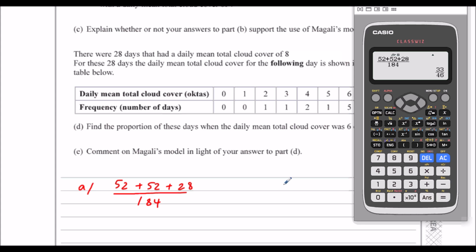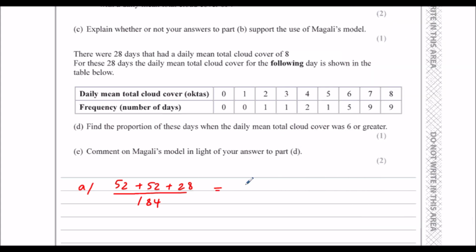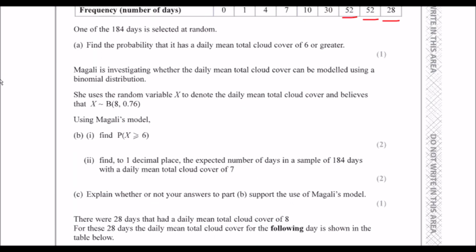And we've got 33 over 46. So that's the probability that we get 6 or more.